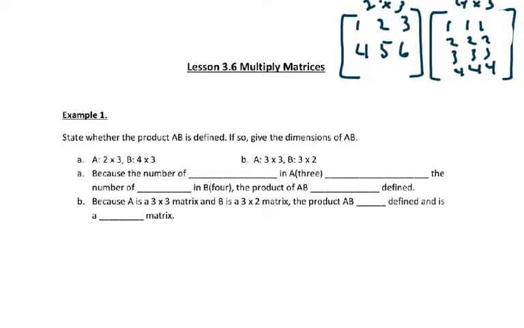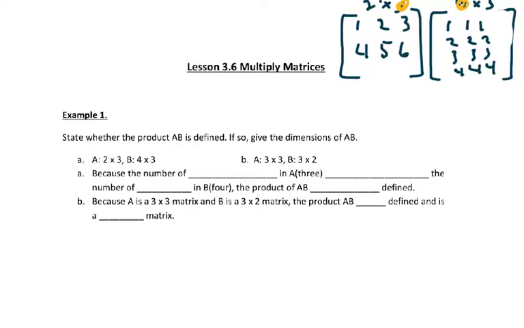Well, first of all, here's what you need to know. In order to be able to multiply these two together, the number of columns in the first matrix has to match the number of rows in the second matrix. Now, in this case, you'll notice it's a 2 by 3 and a 4 by 3, meaning the number of columns in the first matrix does not match the number of rows in the second matrix. If that's the case, these two cannot be multiplied together.